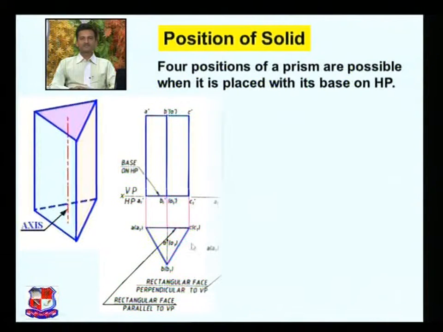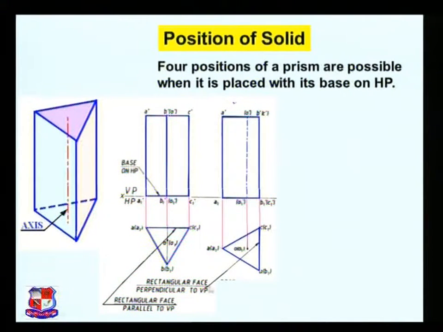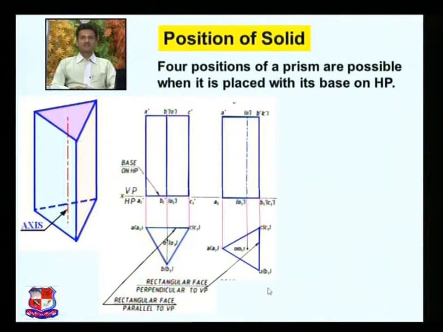Now the second position: rectangular face perpendicular to VP. If it is given that its rectangular face is perpendicular to VP, then we have to draw this triangle in this way, such that this one base is perpendicular to the XY line. So first we draw this vertical line, then by drawing arcs or by measuring the distance we can complete this triangle, and after that by taking projections from this top view we can draw the front view. So this is the second position.